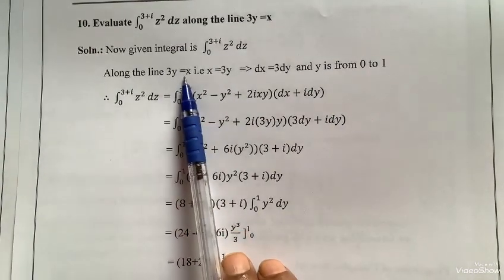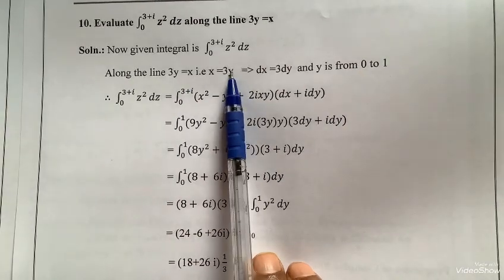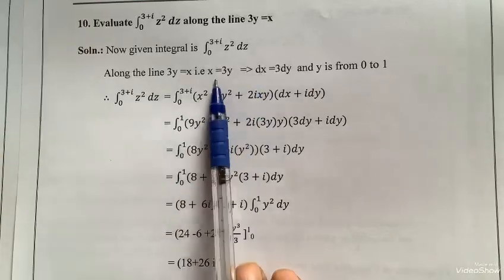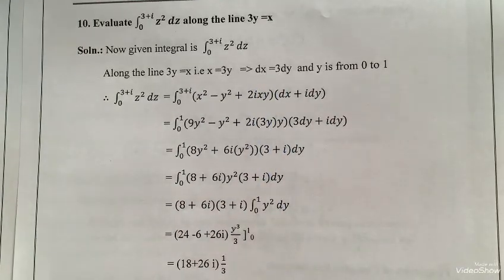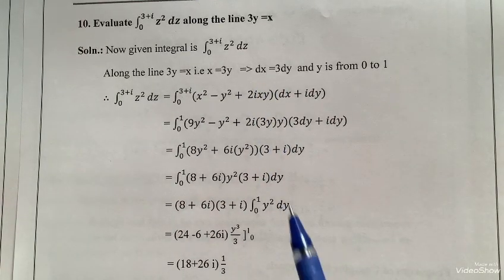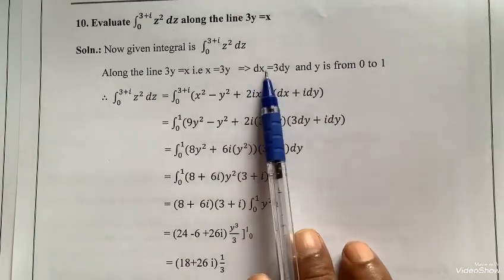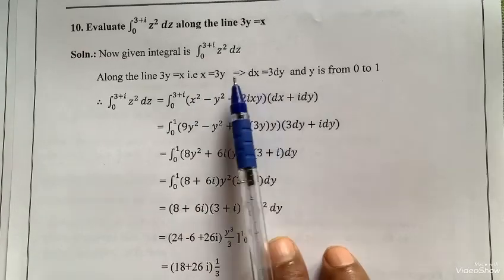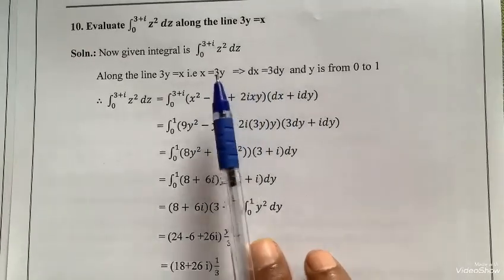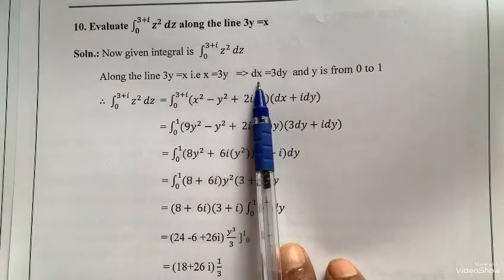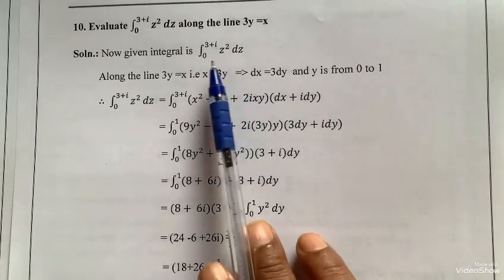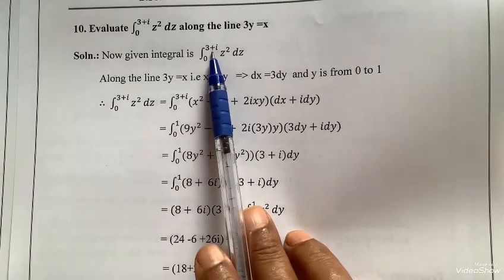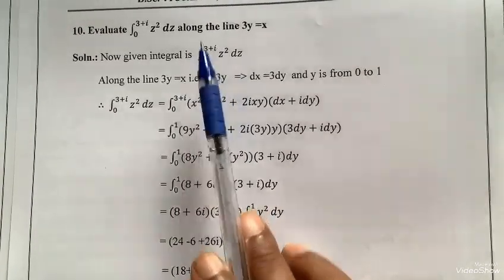So, along the line 3y equals x, or x equals 3y, I will convert dx. You can convert x in the form of y or y in the form of x. If I take y in the form of x, it becomes a fraction, x upon 3. That's why I have taken x in the form of y here. So x equals 3y and dx equals 3 dy, and y goes from 0 to 1, because the origin is (0, 0) and the end point is (3, 1).